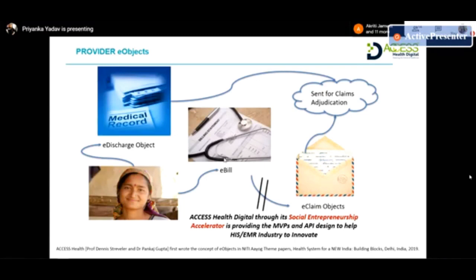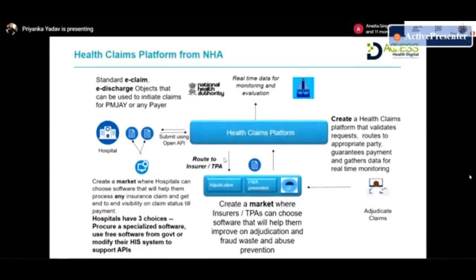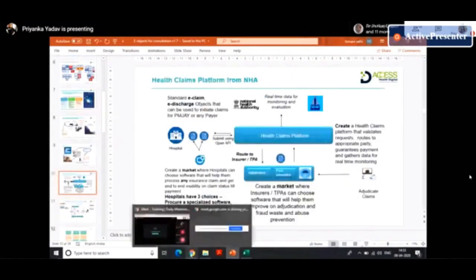Yeah, this is a workflow that HCP NHA has put in place. Any questions, Puna? Hello? Hello, ma'am. Can you hear me?